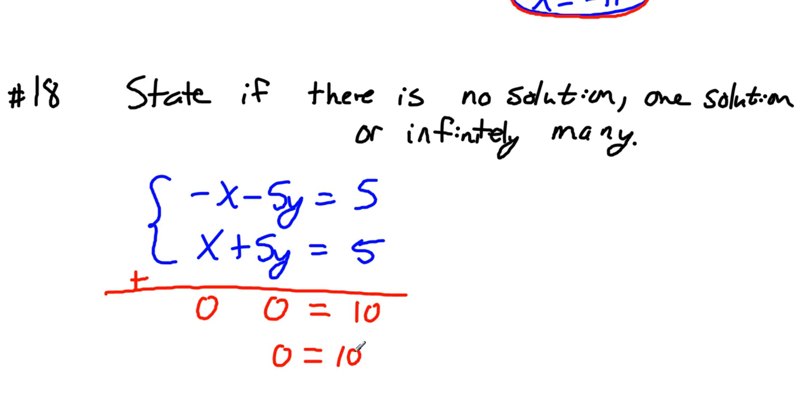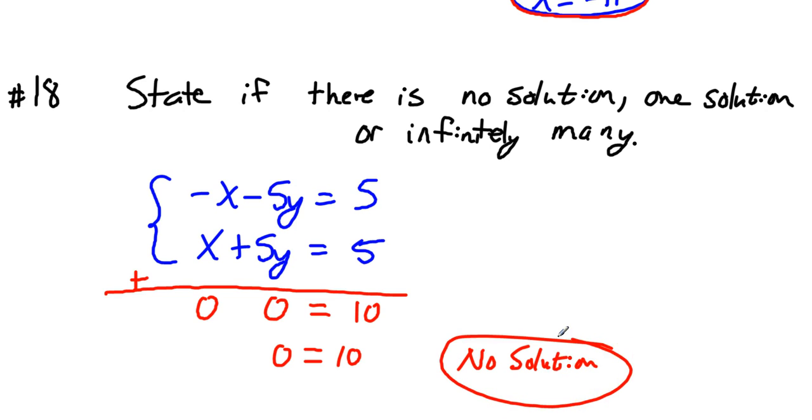So can 0 equal 10? Nope. So it's got to be no solution. When both variables go to 0, when you get a 0x and a 0y, that's when you've got a trick question. And then it really comes down to this number. If this is 0, it's always true. If the number on the right side is some number other than 0, it's never true, or no solution.